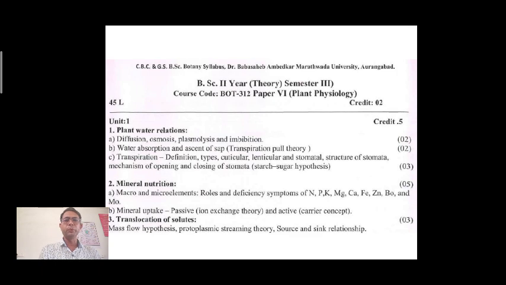Now the second part of unit number 1 includes macro and micro elements, and the role and deficiencies of these elements. For example NPK, Mg, all these micro and macro elements have some importance, and as their deficiency shows symptoms, we need to study these macro and micro elements. Along with this, mineral uptake and translocation of solute are also included in unit number 1.